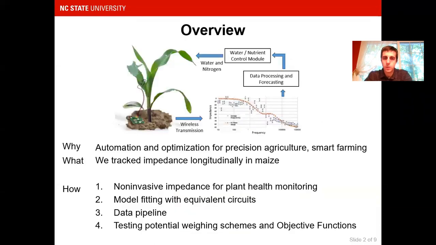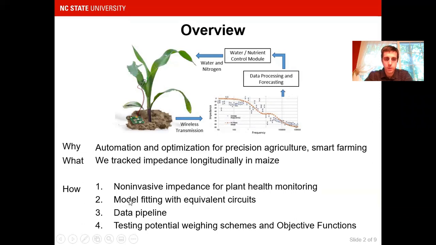So we are looking into precision agriculture and smart farming. The idea here being we can have a device on individual plants. It sends us information that we can fit curves to. We do some data processing and predicting based on that and give the plant the necessary water or nutrient requirements.